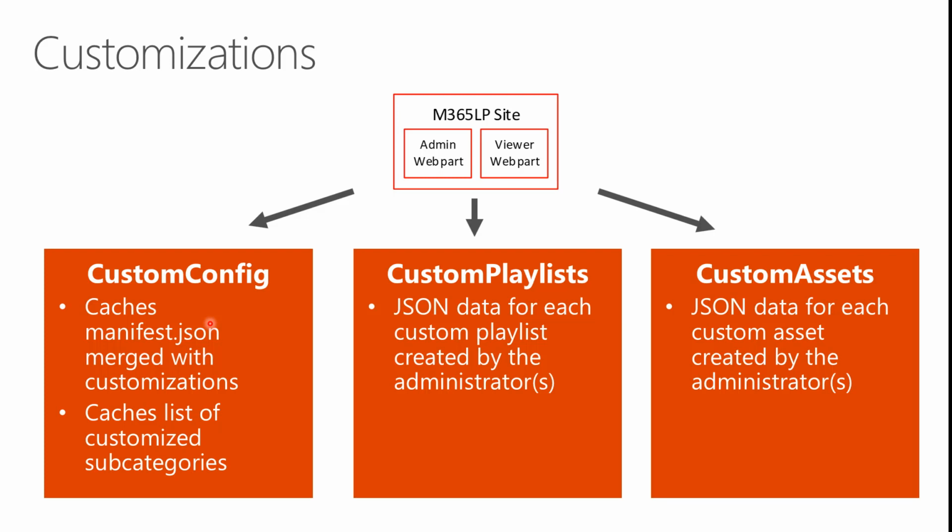Also, it's the list where any customized subcategories that you create are cached, and that is later remerged with the manifest file. There's then a custom playlists list that has the JSON data for each custom playlist that you've created, and then the same thing with assets. So if you create any pages that you're going to use in your playlist that are your custom content, each item in the custom assets list will have a JSON package that defines that asset.